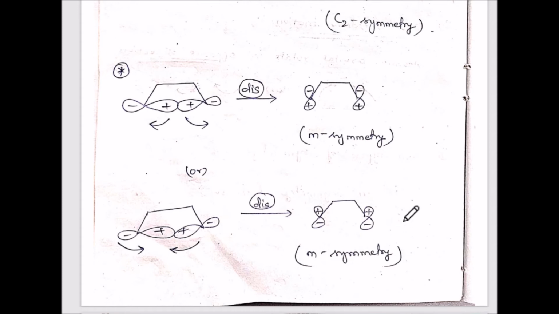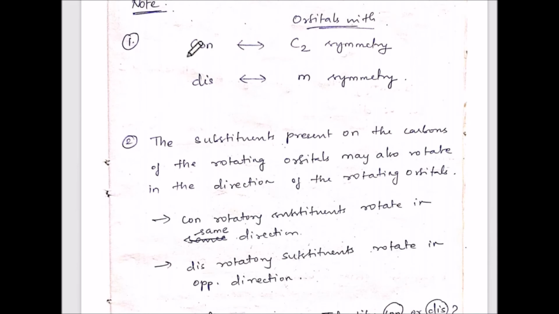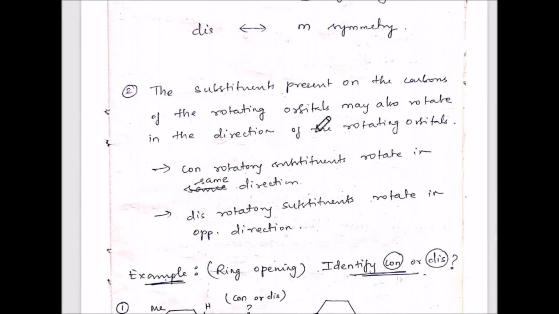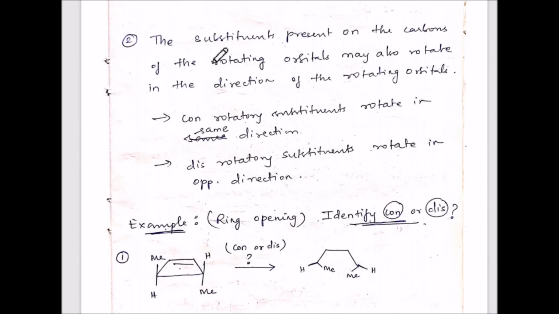So you have understood that always con will result in C2. So con results in C2. Your dis results in M symmetry. Okay, good. Now next, this is what I told you. If in your exams or question papers they give some substituents, so the structure will not be empty like this, right? If they give any substituents, you should notice that the substituents will also rotate according to the rotation. So when you do con rotation in the same direction, if a substituent is attached to that carbon, that will also rotate. You have to remember that.